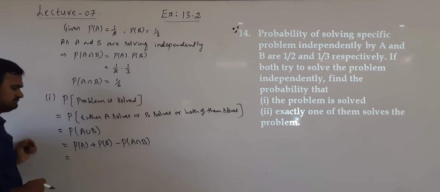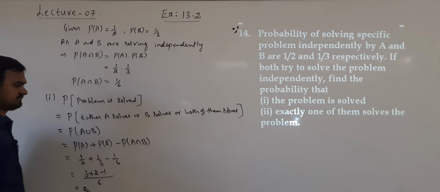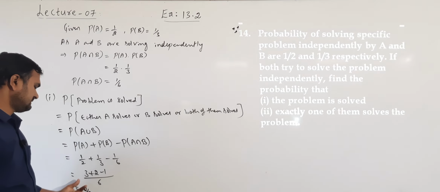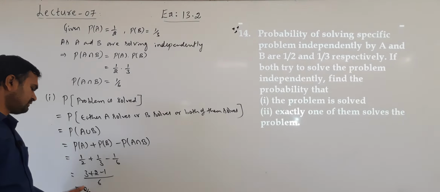P of A is given 1 by 2, plus 1 by 3, minus 1 by 6. So 6 is the LCM: 3 plus 2 minus 1. So 5 minus 1, 4 by 6, means 2 by 3. So the required probability that the problem is solved is 2 by 3. Okay, 4 by 6 means 2 by 3. This is the first part. Next, the second part: probability that exactly one of them solves the problem.